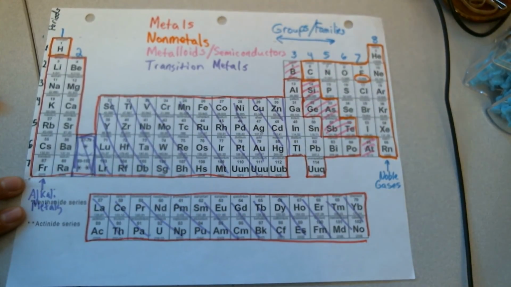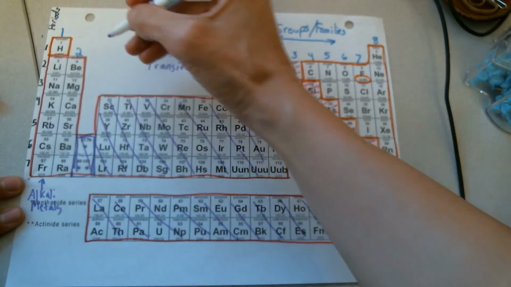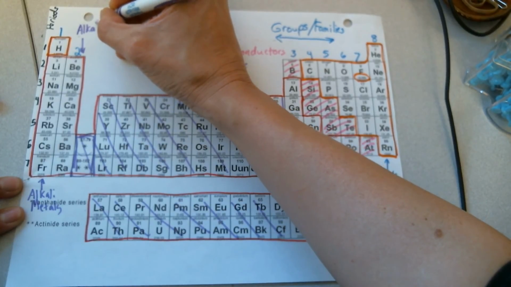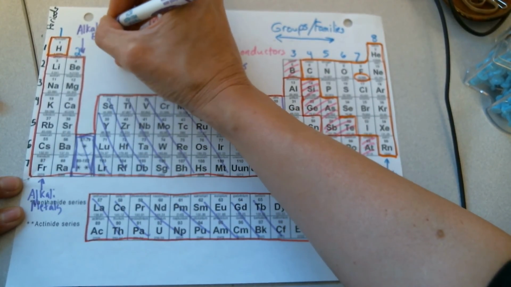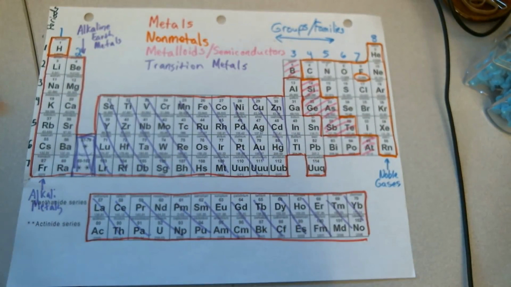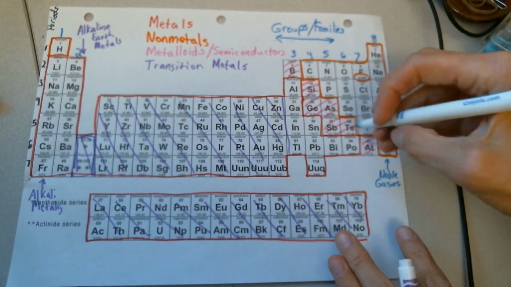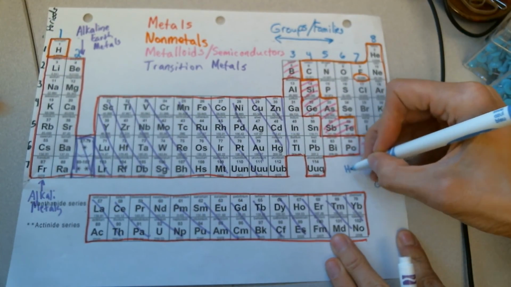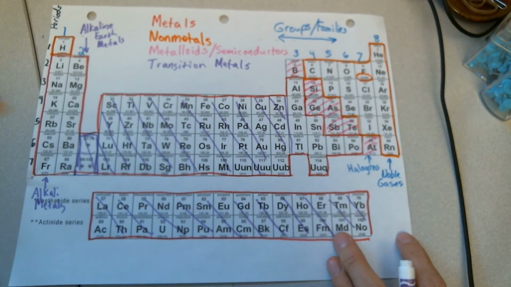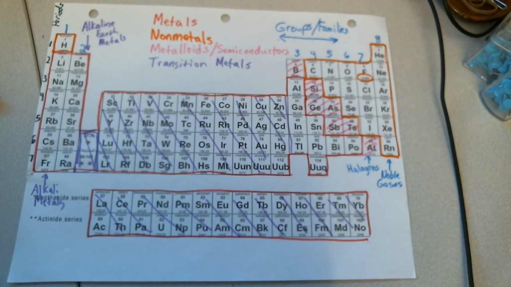Next to the alkali metals are the alkaline earth metals. This is group 2. I'm going to label it above. Alkaline earth metals. And these are still very reactive, but not quite as reactive as the alkali metals. One more special group we're going to look at are the halogens. This is group 7. And halogens are also very unstable. They're very reactive, but instead of metals, they are nonmetals.